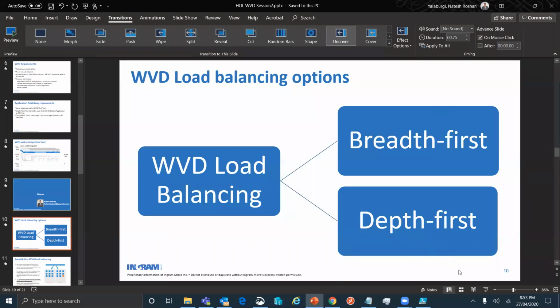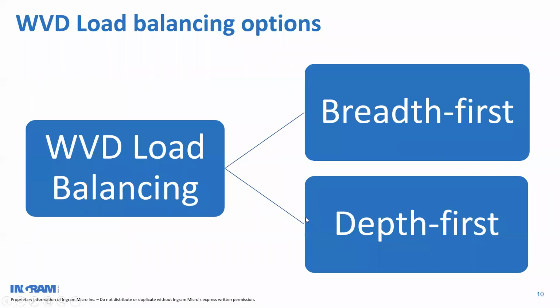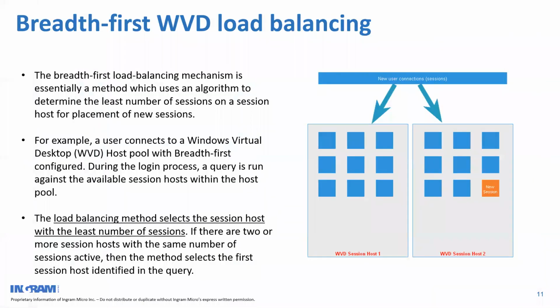Okay, so the next is Windows Virtual Desktop load balancing option. So we have 2 types of load balancing options within Windows Virtual Desktop: breadth first and depth first. So let's look at breadth first. Breadth first is basically a scenario where before assigning a session host to your user request, it first checks which session host has the least number of user connections, right?